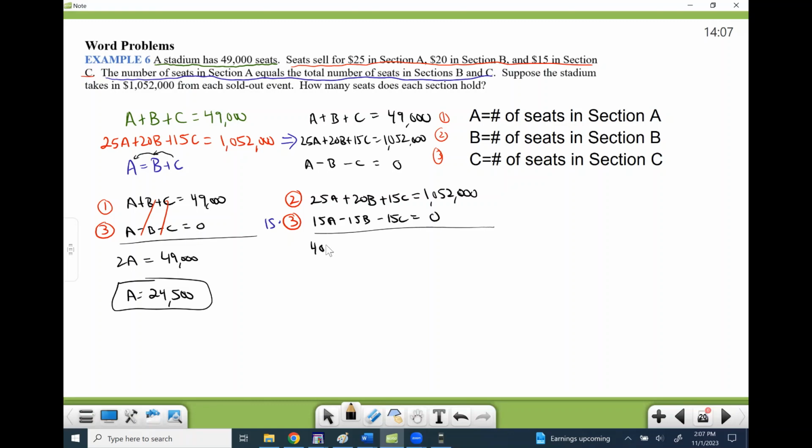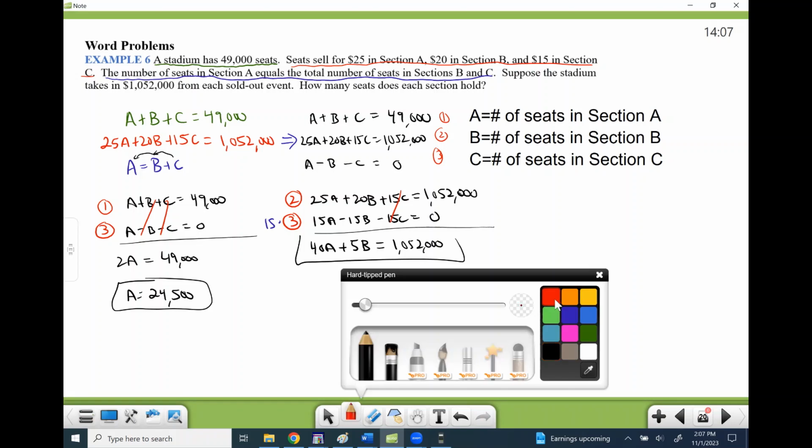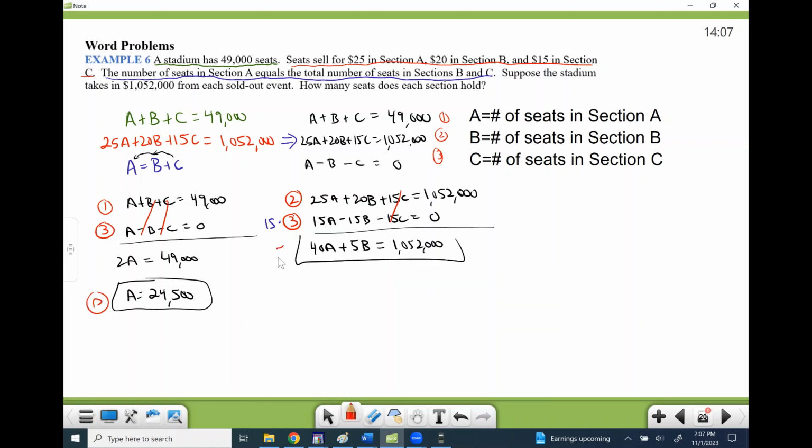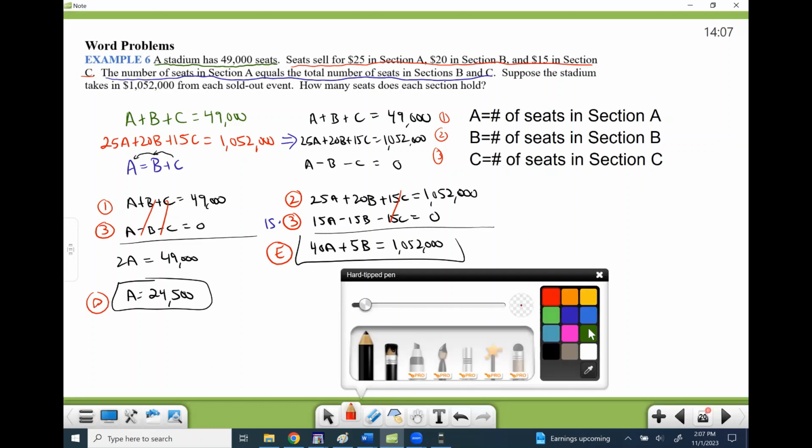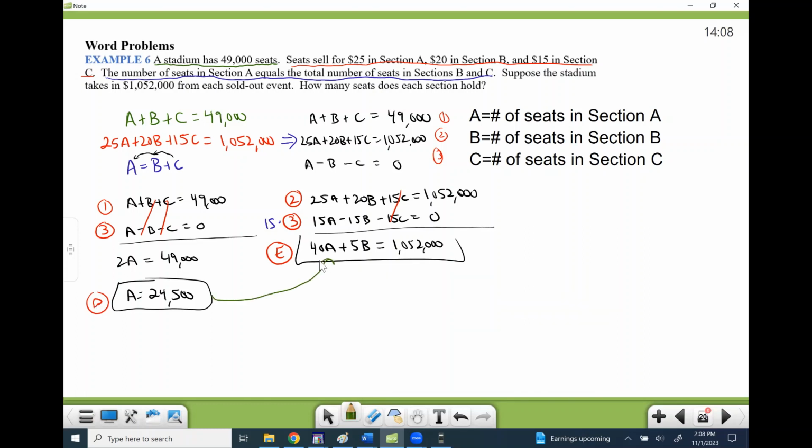So we got 40A plus 5B, and then the C's cancel. And that's going to get us 1,052,000. Okay, so we have our equations D and E. So at this point, we usually put D and E together, but we're going to put them together in a different way than we normally would. We're going to substitute A in.